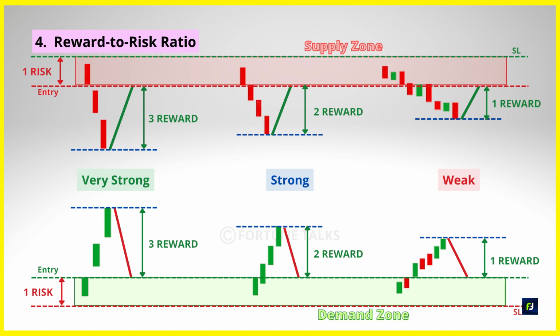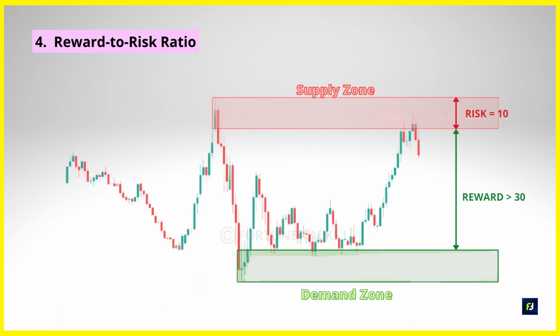A ratio of 3:1 is a perfect ratio because we are risking 1 point to gain 3 times. For example, if a trade has a 10-point stop loss, then the target should be at least 30 points away from my entry point. So if the market does not give you a 3:1 ratio, then it is better to stay away from this trade and we will look for another opportunity which offers us a 3:1 reward to risk ratio. But you can also scale it down if you want.